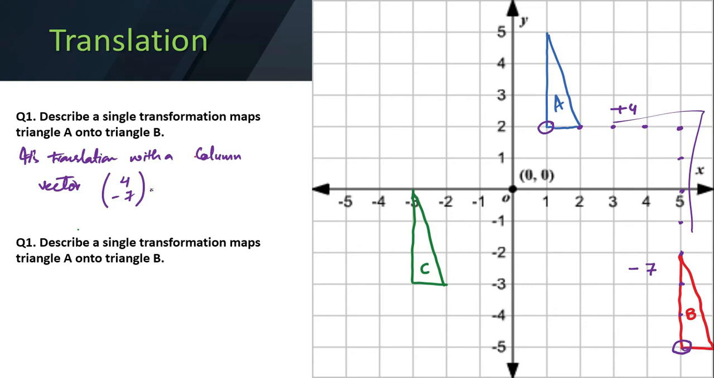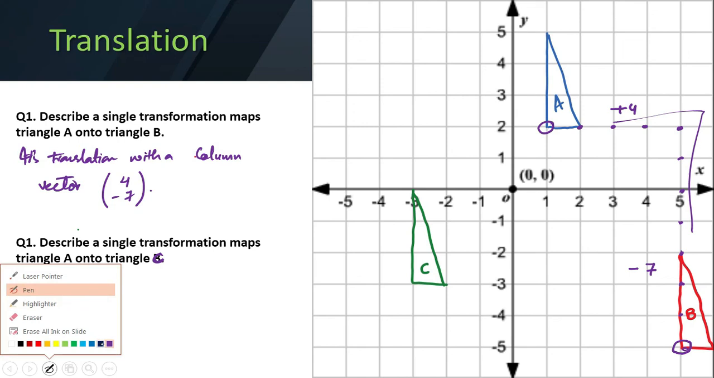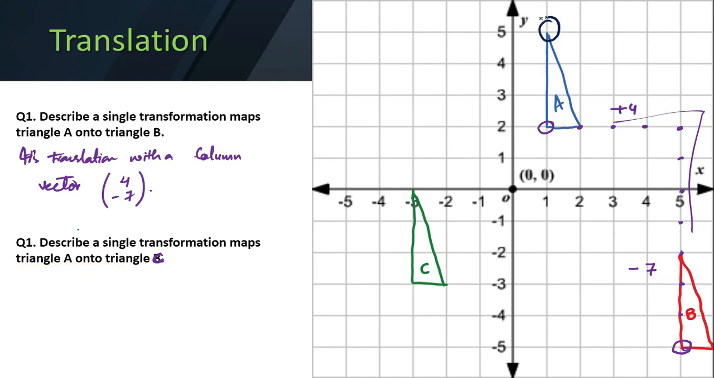Then the next one is describe a single transformation that maps triangle A onto triangle C. Now A onto C is also translation. To find the column vector, we will take one coordinate of the object and the same coordinate of the image. If we take this coordinate, let's see how much it has moved on the x-axis. 1, 2, 3 and 4. So this is negative 4, and then it has moved below. Let's see how much: 1, 2, 3, 4 and 5. So this is negative 5. So basically the column vector is negative 4, negative 5.